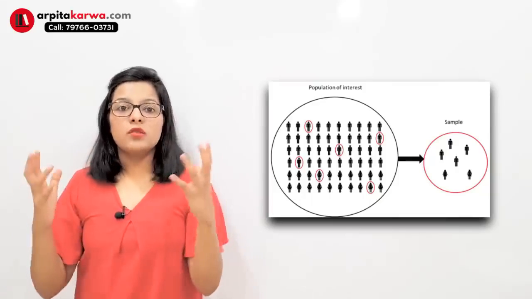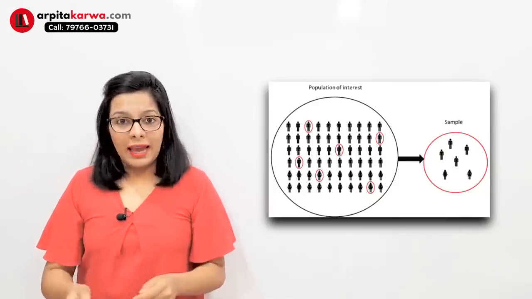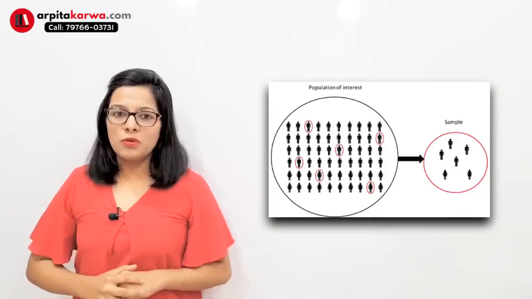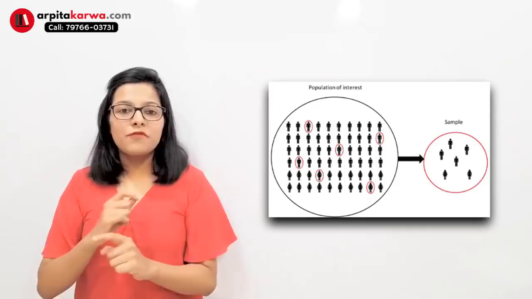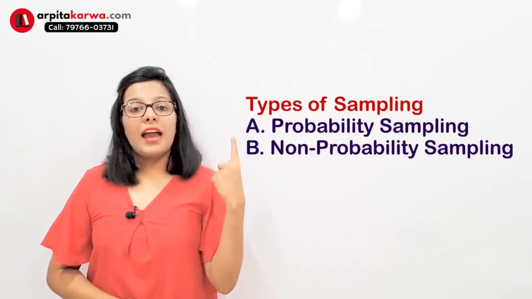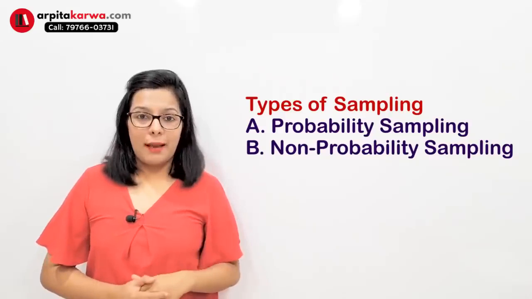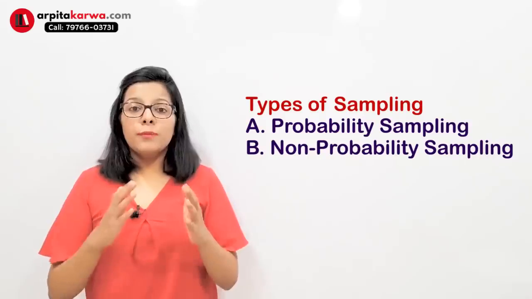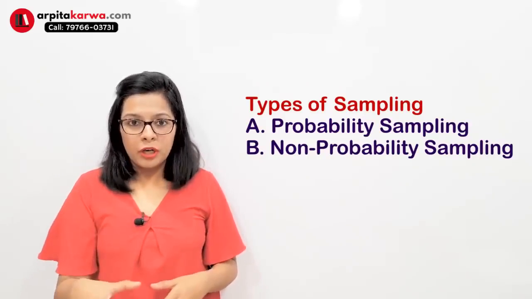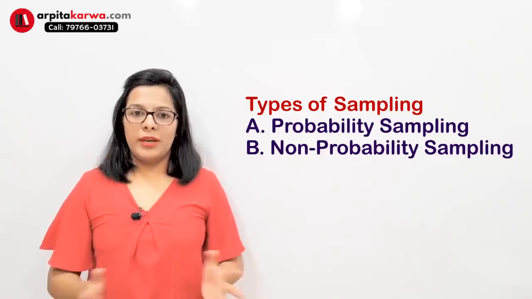Now there are various ways in which Meera can choose the sample. And now in the next section of this video, I'm going to talk about different types of sampling. So when it comes to sampling, there are basically two kinds of sampling. One is probability sampling and one is non-probability sampling. What is probability sampling? Let's first understand it. Probability sampling is when the researcher chooses the sample randomly from the population.